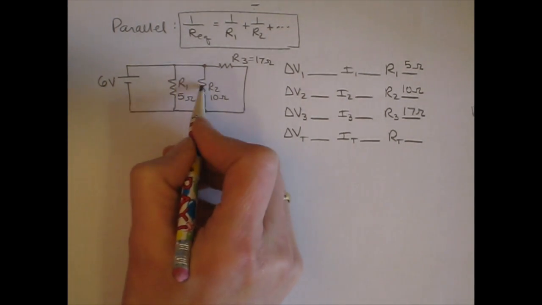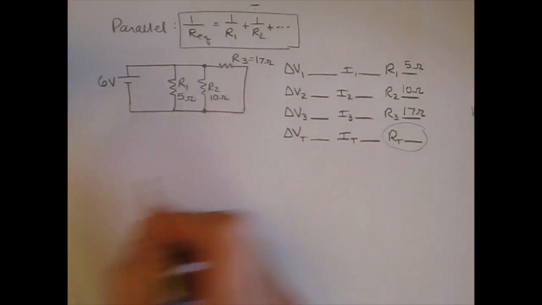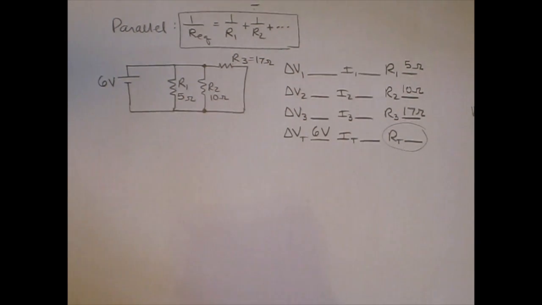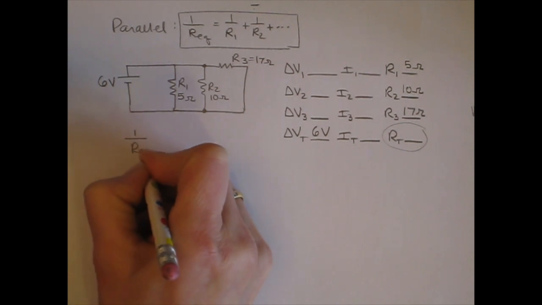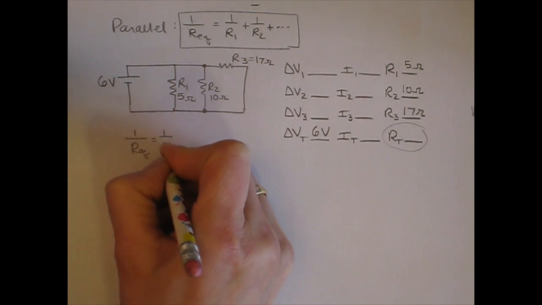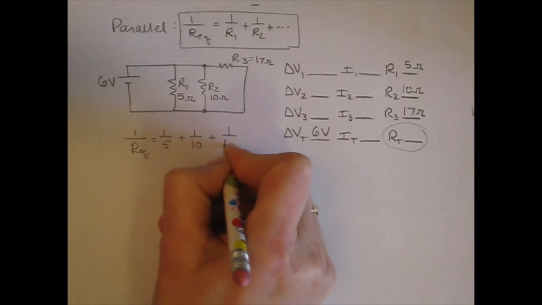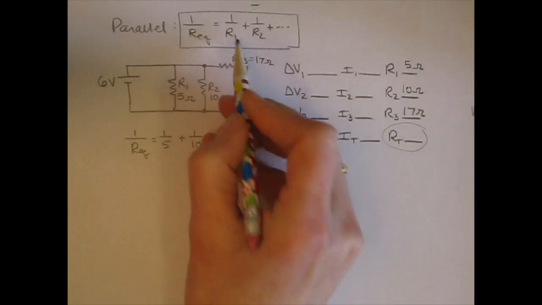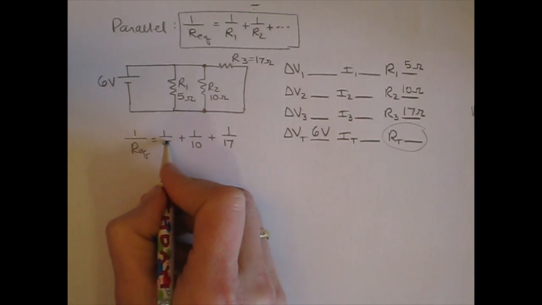So these 3 resistors are all in parallel. So let's find the equivalent resistance first. Should also put 6 volts there. Okay, so we have 1 over the equivalent resistance equals 1 over 5 plus 1 over 10 plus 1 over 17, applying this equation, which you should write before you substitute the numbers.